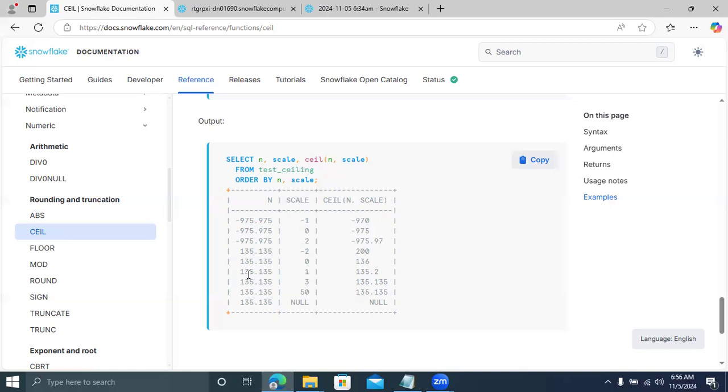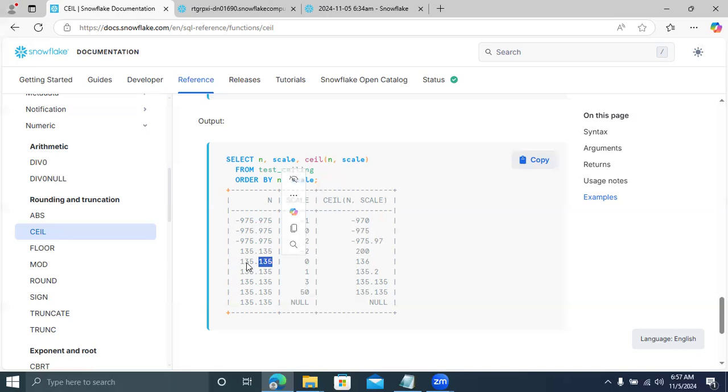Now let's look at scale factor 1. Scale factor 1 means after the decimal, you should get only how many digits? Only one digit. For that, we are getting 135.2. It's going to the close value. For 135, what is the close value? 135.2. I'm saying the scale factor is 1, so we have to consider only one digit. The next larger value will be 138.2.